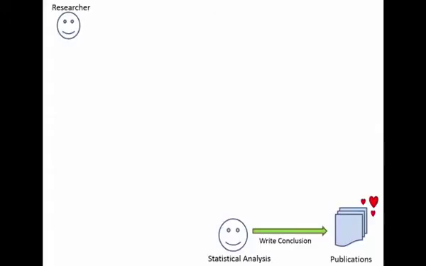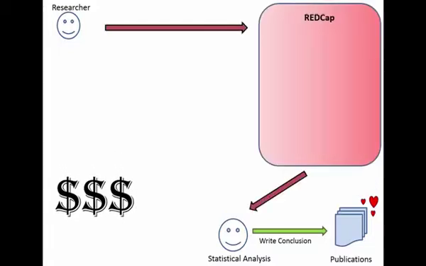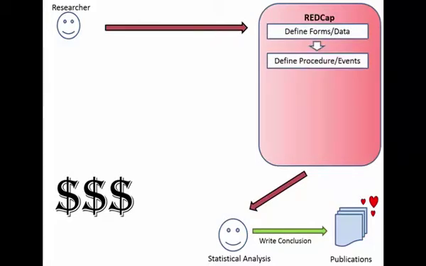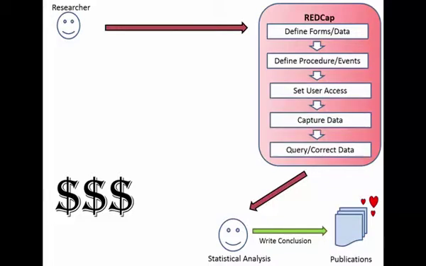So you're a researcher. You want to do a statistical analysis. You want to write a conclusion. You want to get publications out. This costs money. With REDCap, it's a pretty streamlined process. You define the forms in the data. You define your procedures, your events. You set up your user access. You capture the data. You query and correct the data. You send it to your statistician. You write the conclusion. You're done. You get your publication out.